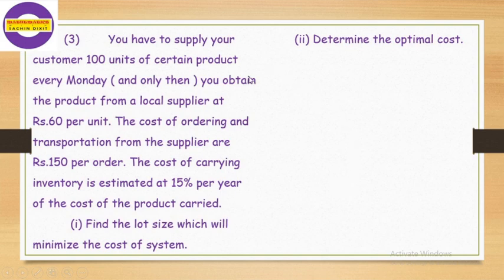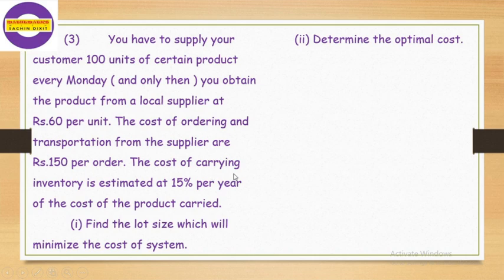Now we discuss one more example corresponding to this inventory. Third example: you have to supply your customer 100 units of a certain product every Monday and only then. That means we have to supply 100 units of a certain product on every Monday. You obtain the product from a local supplier at rupees 60 per unit. The cost of ordering and transportation from the supplier are rupees 150 per order.